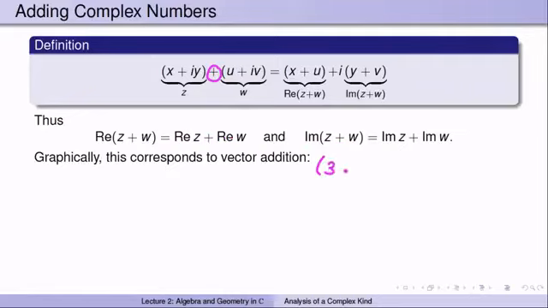Suppose we're adding the numbers 3 plus 5i plus, let's say, minus 1 plus 2i. The way to do that would be simply to add the 3 and the negative 1, 3 plus negative 1 equals 2, and then add the 5 and the 2, and that's a 7i.